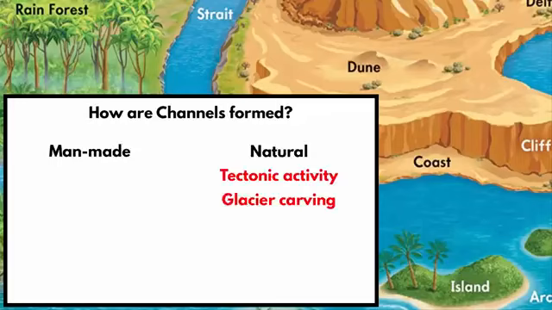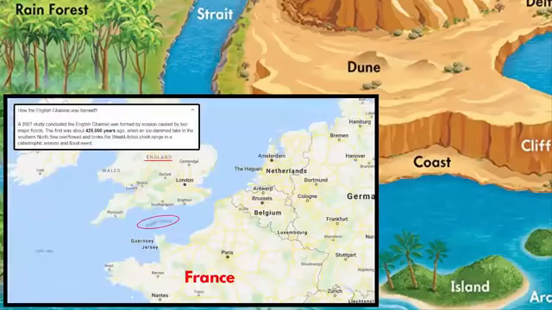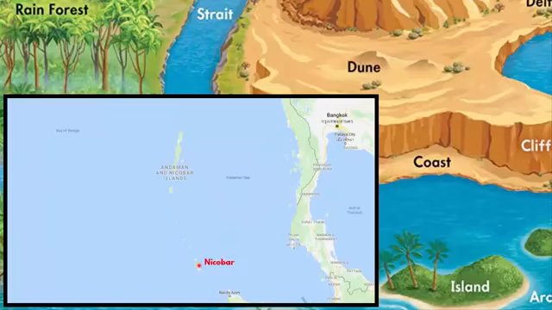Natural processes include tectonic activity, carving of landmass due to glaciers, and overflowing of water bodies. Man-made processes include digging up the land so that large ships can pass through them. A good example is the English Channel. It separates southern England from northern France. In India, we have the Ten Degree Channel that separates the Andaman Islands and the Nicobar Islands from each other in the Bay of Bengal.